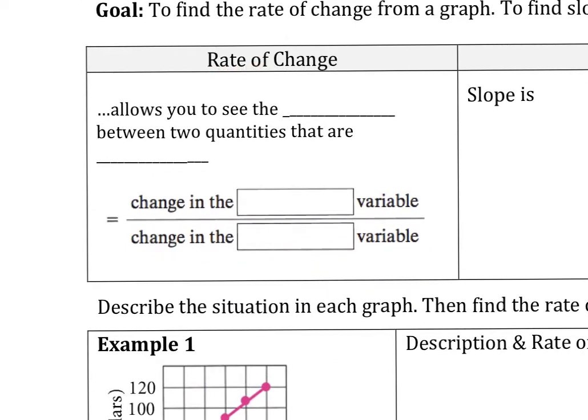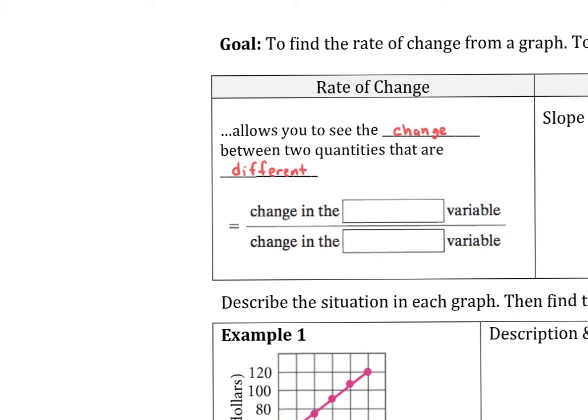What is a rate of change? Well, rate of change allows you to see the change between two quantities that are different. Now, at first you might say to yourself, that seems very odd. I don't understand entirely. Well, remember, you use this every single day of your life. You say miles per hour, how fast is the car going, etc. Well, that is miles per hour. So it is a rate of change because we see the change between two quantities, how many miles change and how many hours change as well.